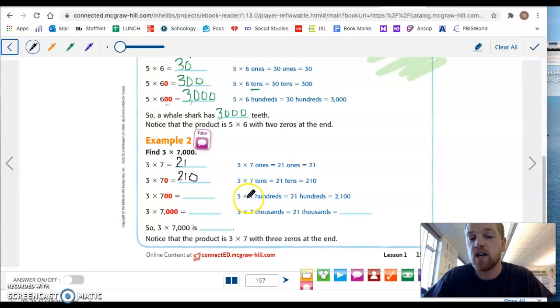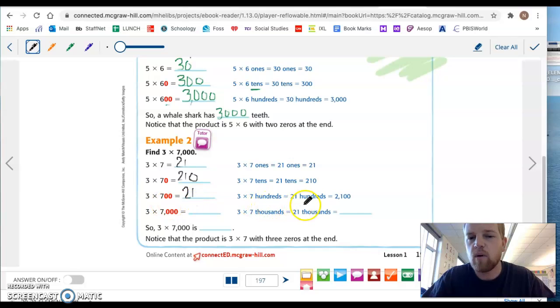Or again, 3 times 7 hundreds, or 7 of those flats. So now I'm going to do my problem again. I always start with that basic fact problem, 3. And I'm going to start with my basic fact here of 3 times 7. And I know when I multiply 3 by 7, I'm going to end up with 21 again.